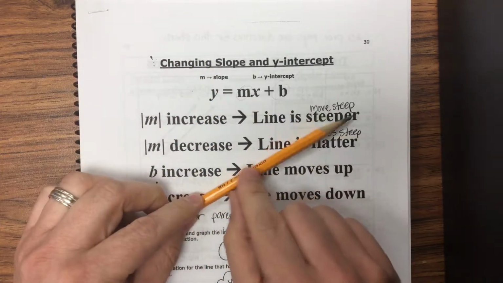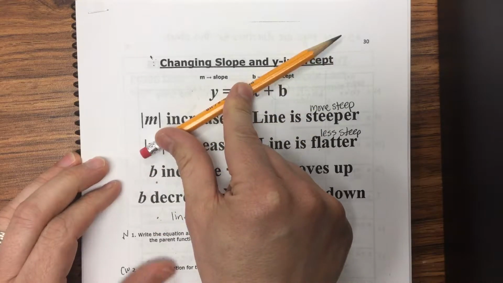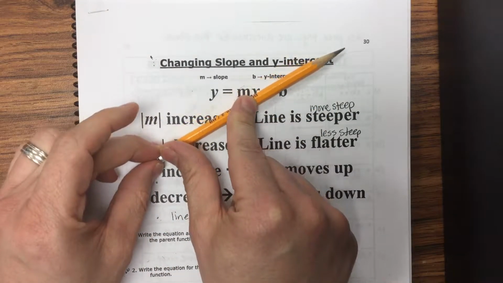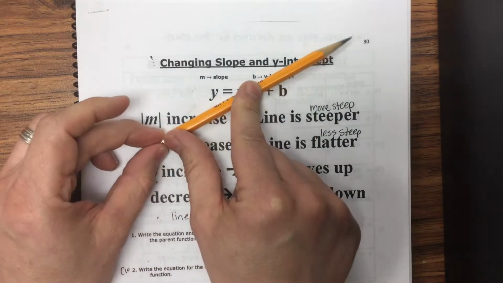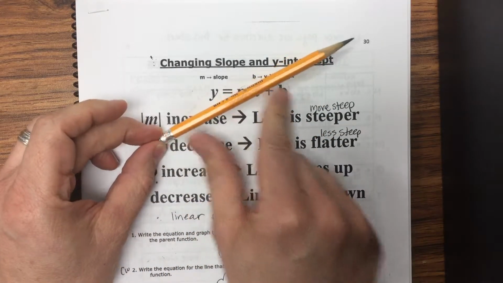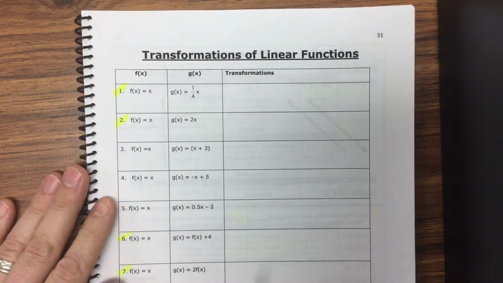With b, the larger b gets, the more the line moves up. The smaller b gets, the more the line moves down. So if I have b is 8, it's gone up 8 from just b being 0. Let's take a look at some examples on this page.